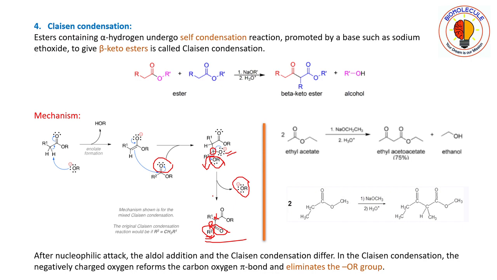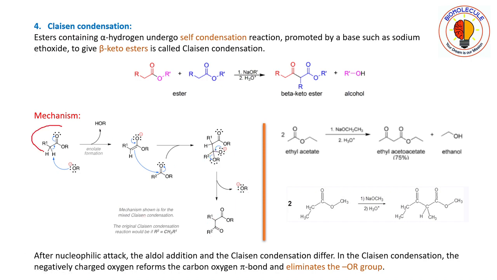Okay, so now here you can see this mechanism is shown for the mixed Claisen condensation. I will be showing you what is mixed Claisen condensation. The original Claisen condensation reaction would be if R2 is CH2R1. So look over here.